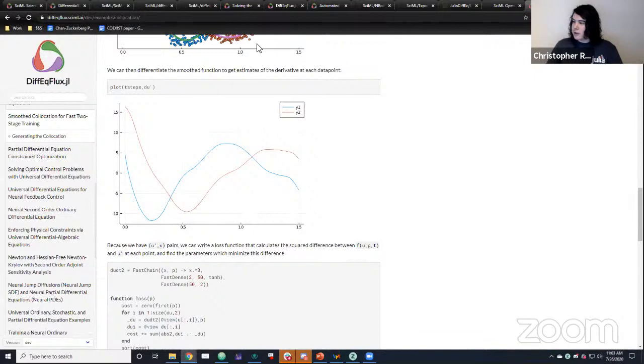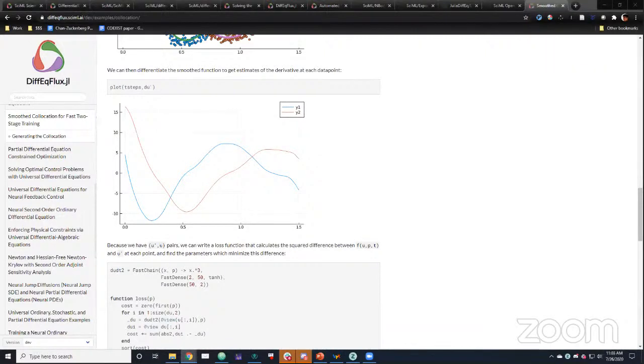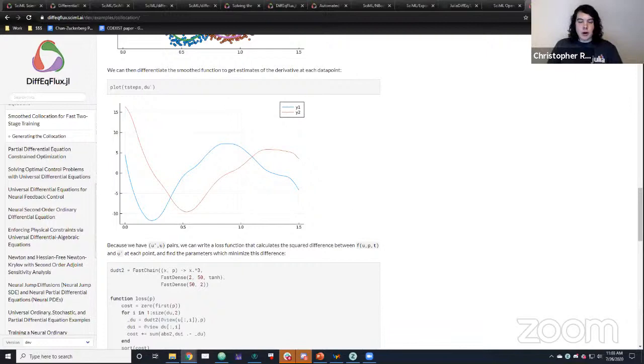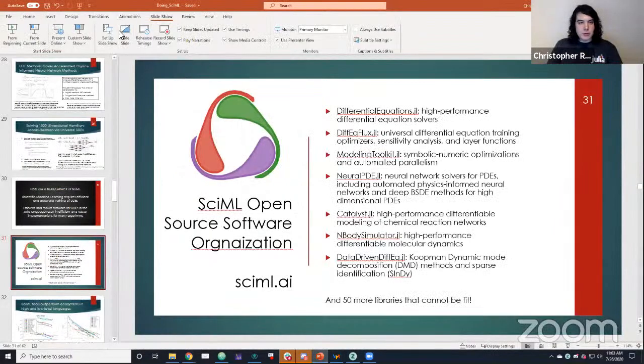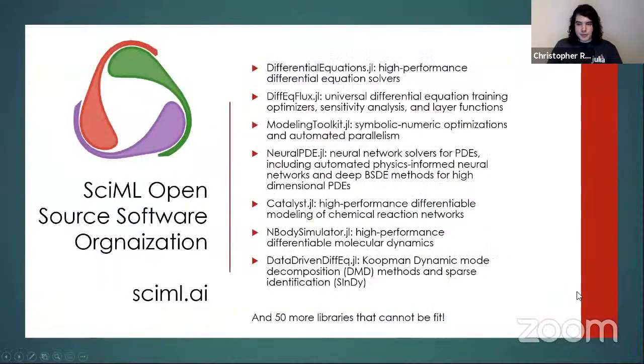I think that's most of them. I'll get back to that when we're doing the coding section, but I think that covers the general idea. So let me get back to the slideshow.